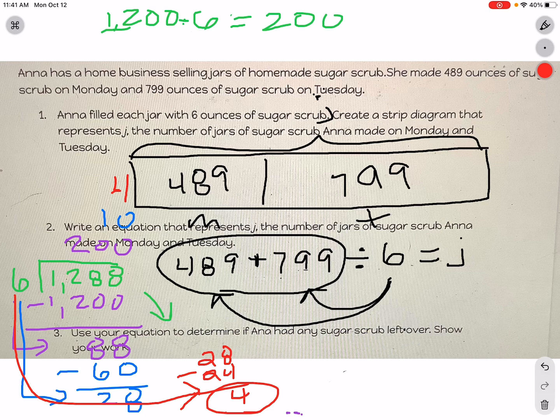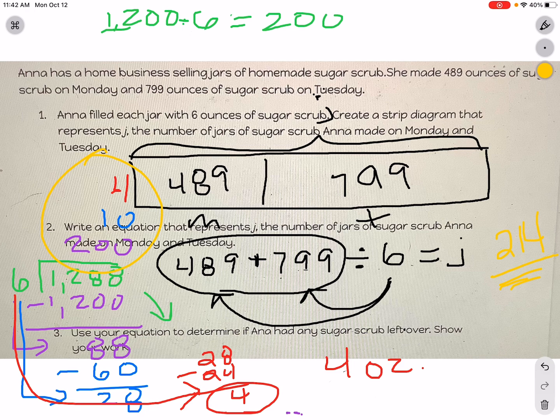So the answer to the question is, use your equation to determine if Anna had any left over. Show your work. Did she have any left over? Yes. She had how much left over? 4 ounces. The question here actually didn't ask us what the answer to the problem was, but we did the work, so we might as well figure it out. The answer to the problem is going to be 200 plus 10 plus 4, which is 214, is the answer to the problem.